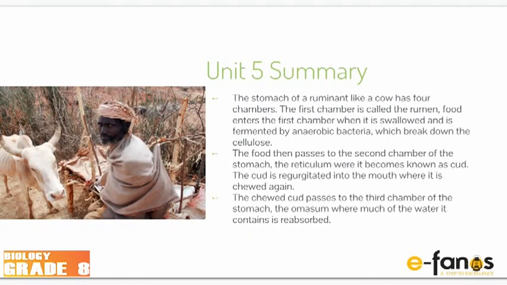The stomach of a ruminant, like a cow, has 4 chambers. The first chamber is called the rumen. Food enters the first chamber when it's swallowed, and it's fermented by anaerobic bacteria, which break down the cellulose. The food then passes to the second chamber of the stomach, the reticulum, where it becomes known as cud. This cud is regurgitated into the mouth, where it's chewed again.